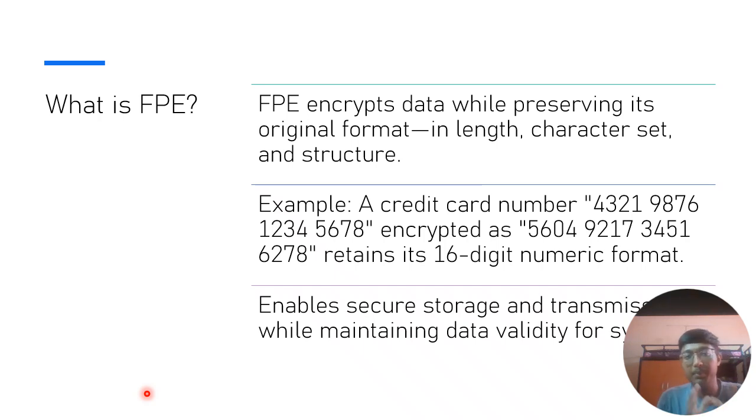So what exactly is format preserving encryption? In simple terms, it is a technique where the encrypted output matches the format of the original data. For example, if we take a credit card number like 4321, it might be encrypted like this, 560. So both are 16 digits. Both pass system checks, but only the real one gets you into the bank account. So the power here is preserving usability while locking down the data. This you need to understand.